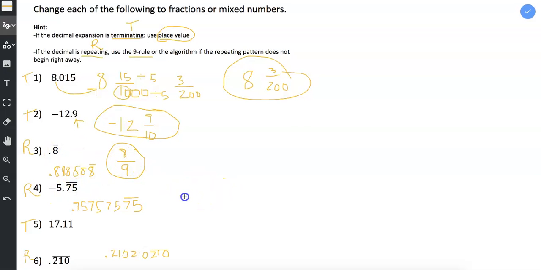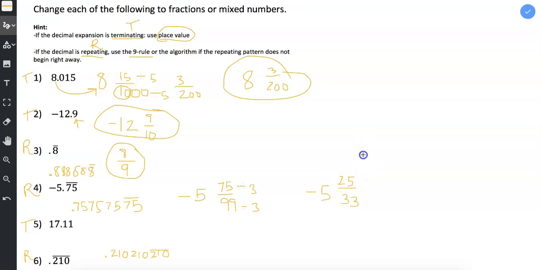Look at this one. I start by writing negative 5, and then I take the pattern. Okay, there are 2 numbers in this pattern, a 7 and a 5. So I need to place this over 2 9s. That's what I'm talking about when I say the 9 rule. Now, 75 can be divided by 3, and we can also divide 99 by 3. So I get negative 5, and 75 divided by 3 is 25. And 99 divided by 3 is 33.